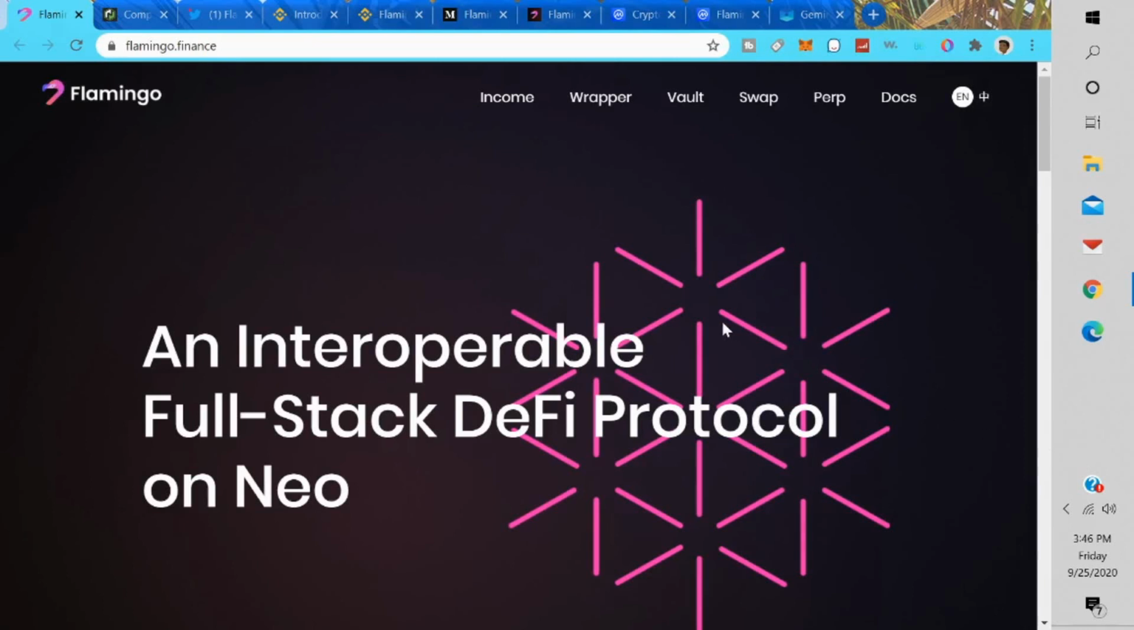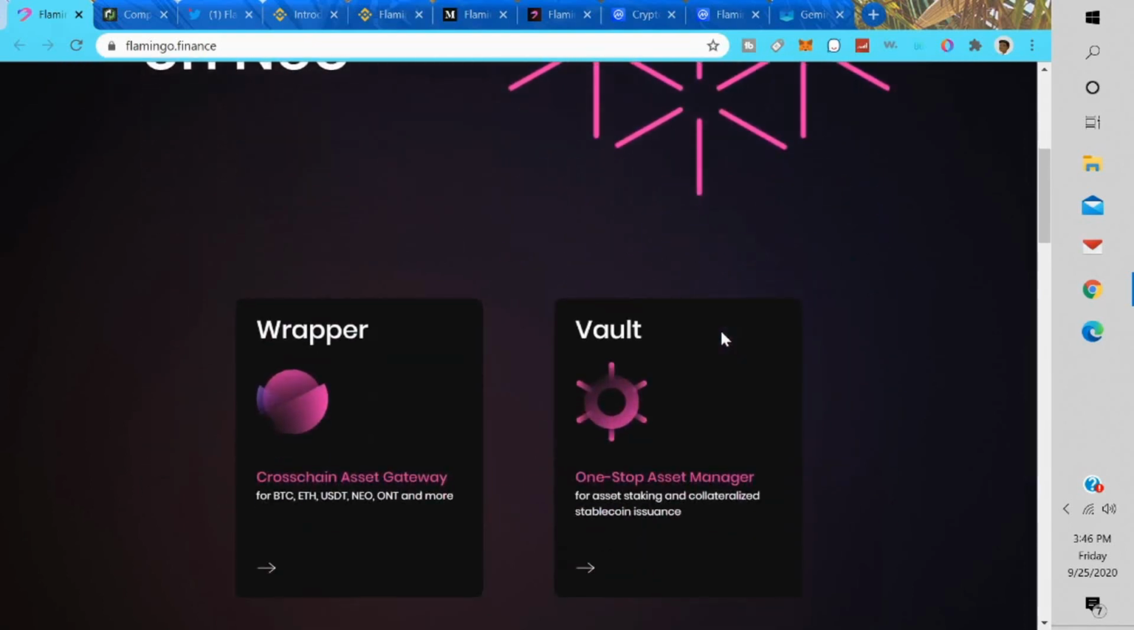So everyone is doing a DeFi protocol. This is the DeFi protocol on NEO. It's an interoperable full stack DeFi protocol. It comes in five different parts. There's a wrapper, which is a cross-chain asset gateway. There's a vault, which is a one-stop asset management for asset staking and collateralized stablecoin issuance.